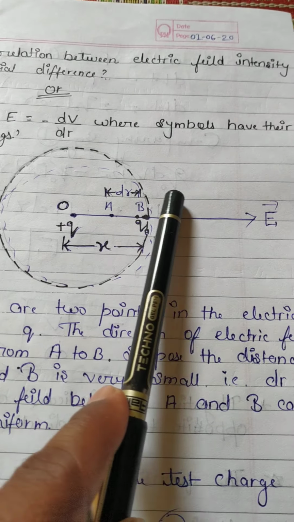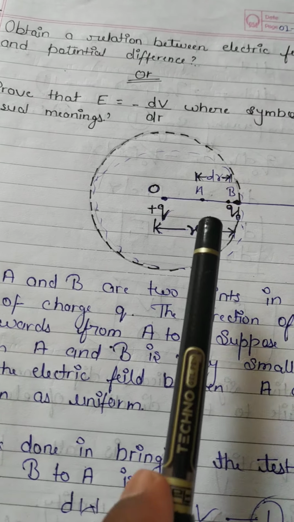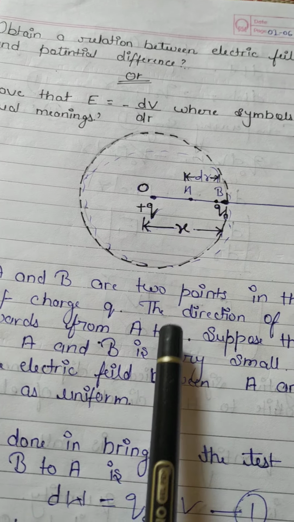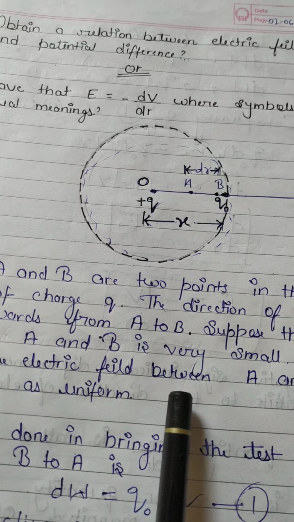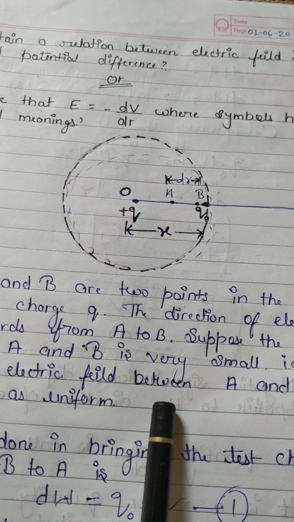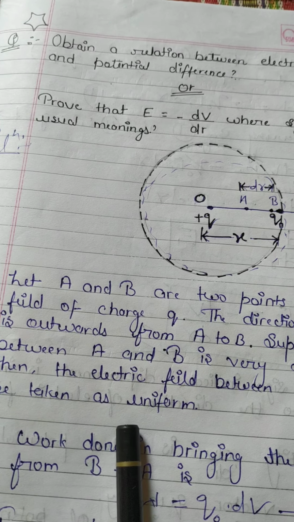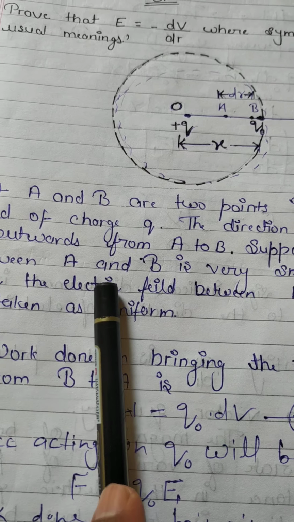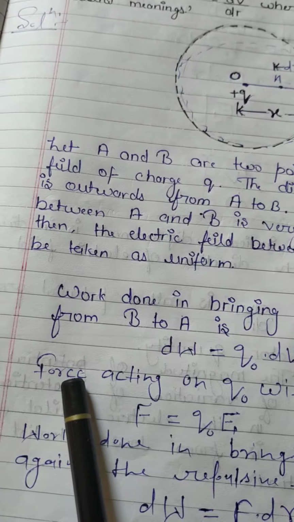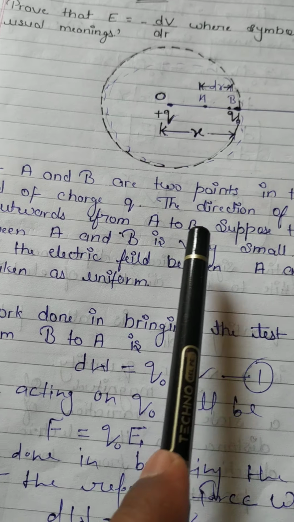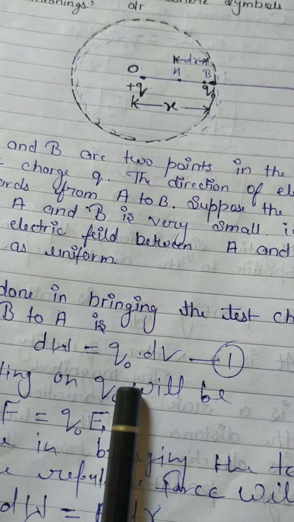From A to B. Suppose the distance between A and B is dr, a small distance. The electric field between A and B can be taken as uniform. Work done in bringing the test charge Q0 from B to A, a small distance dr.